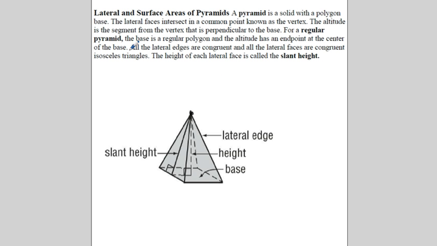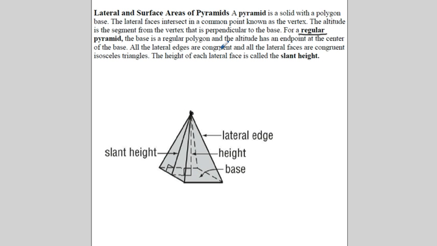A regular pyramid means that the base is a regular polygon. When something is a regular polygon, that means that all the sides of the polygon are the same length, same size. So in this case, the base is a square. The base is a regular polygon and the altitude has its endpoint at the center of the base. So once again, this is the center of the base.